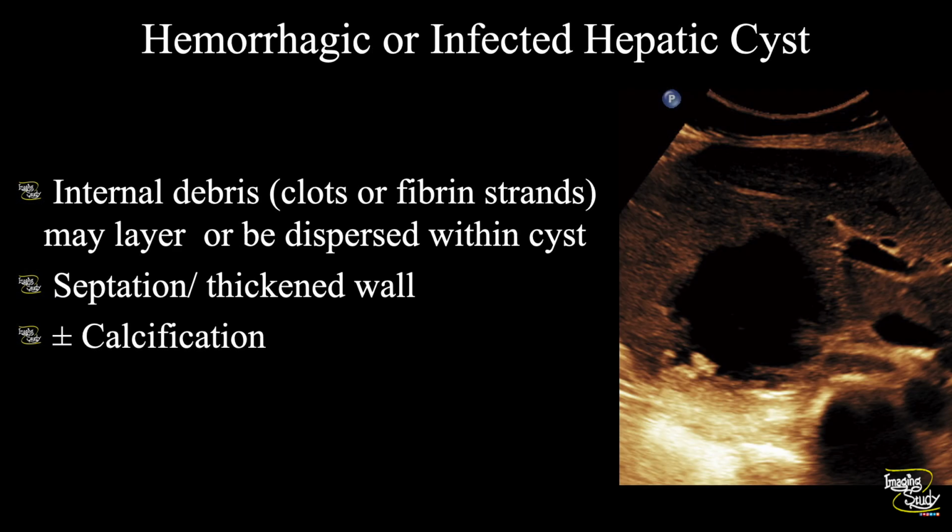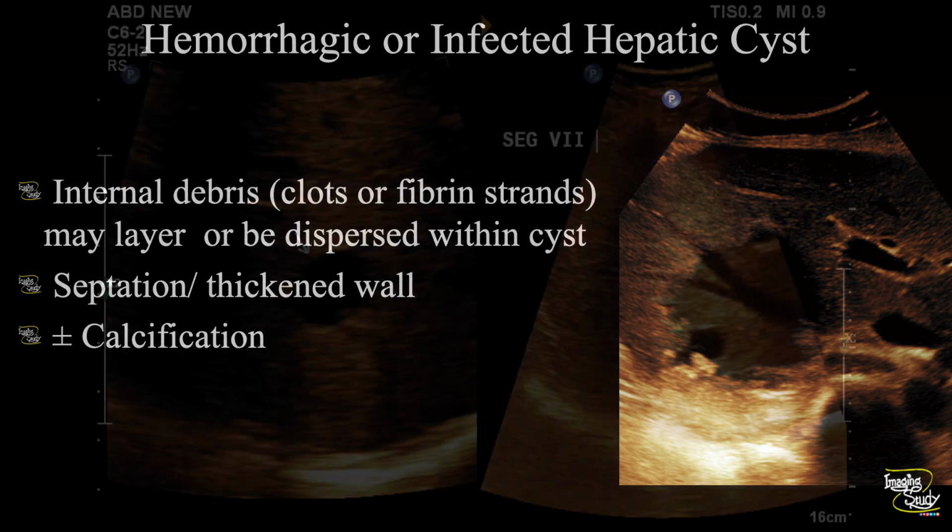In case of hemorrhagic or infected or complex or complicated hepatic cyst, you will get internal debris that might be clots or fibrin strands forming a layer or may be dispersed within the cyst. There may be presence of septation or the wall may be thickened. Marginal calcifications may also be seen. Now let's jump into some examples.